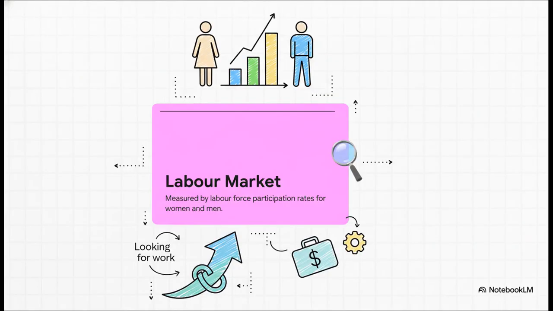And finally, we have the labor market. This one's measured by a single, really powerful indicator: the labor force participation rate. It simply compares the percentage of women who are either working or looking for work to the percentage of men doing the same. It's a really clear snapshot of economic inequality.